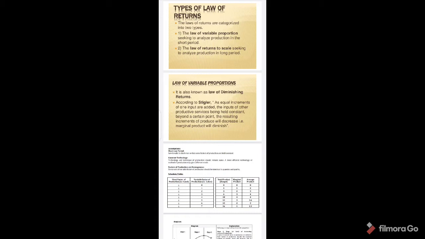It means that if units of variable factor of production, for example labor, are added to the fixed factors of production, for example land or capital, initially the marginal product of variable inputs will increase. However, after a certain level the marginal product will diminish.